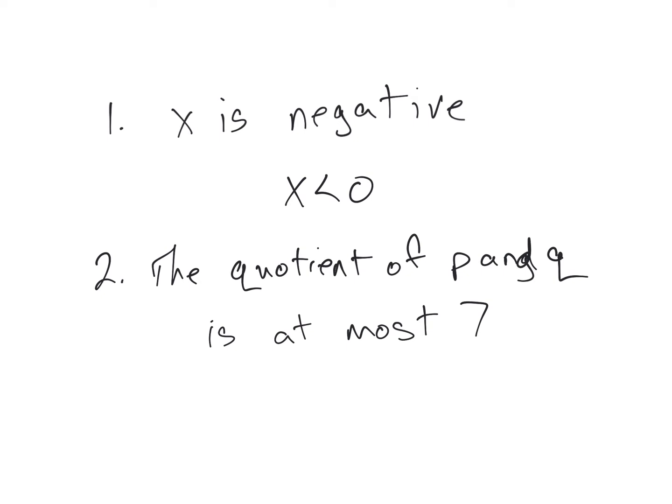Done? Quotient means take the first divided by the second. At most means it can't be greater than, so it means less than, but it can be the actual number. So less than or equal to 7 is the answer. Awesome. Number 3.